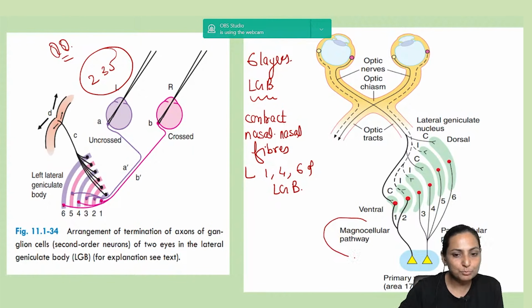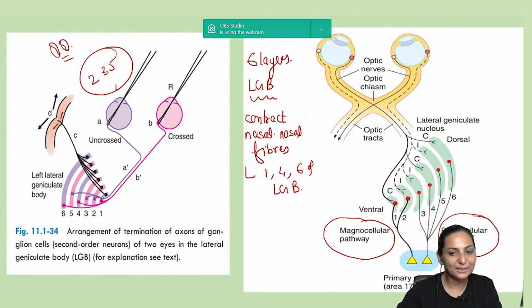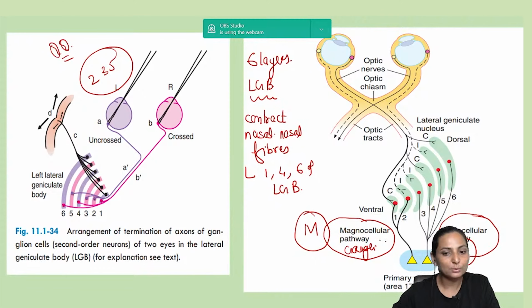Now it has 2 pathways, the magnocellular pathway and the parvocellular pathway, right? The magnocellular pathway has bigger cells, magna cells, or bigger ganglion cells, whereas the parvocellular pathway has small to medium sized P type of ganglion cells. So here there are M type of ganglion cells, and these are the P type of ganglion cells. And what does the magnocellular pathway and the parvocellular pathway carry?